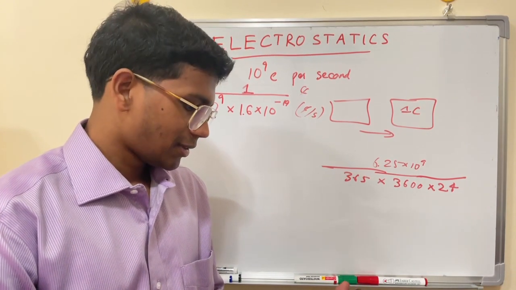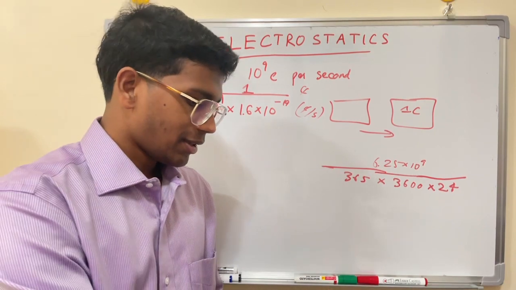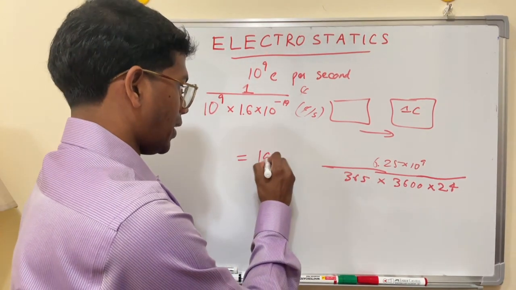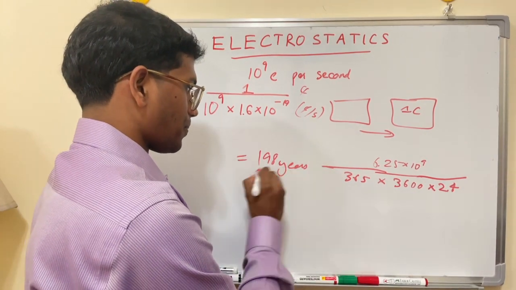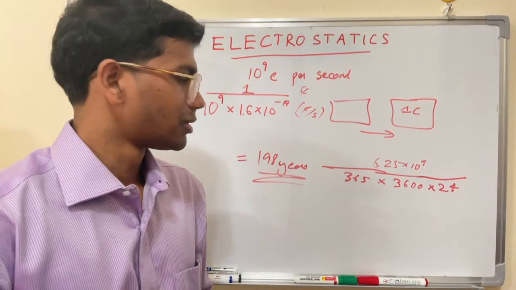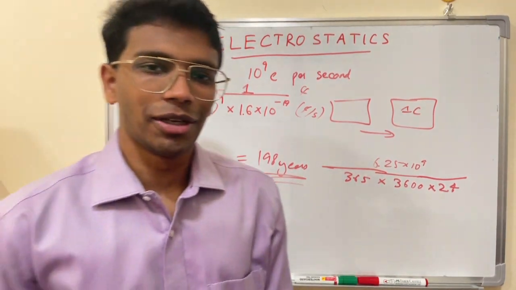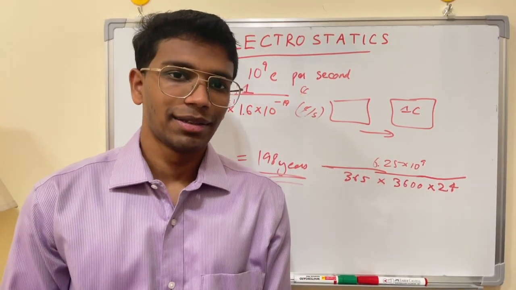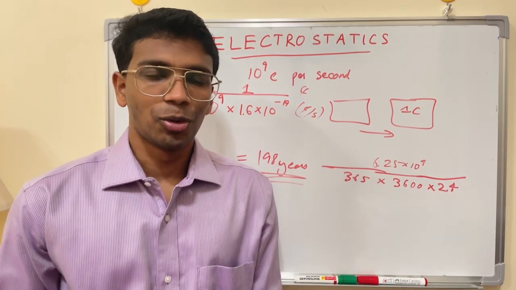10 to the 9, 365 into 3,600 into 24. So it says 198 years, 198 point something, but it's going to take around 200 years to charge it up, even though there's a billion electrons moving per second. So this should give you a perspective of how big this Coulomb value is, and so we won't be using it.